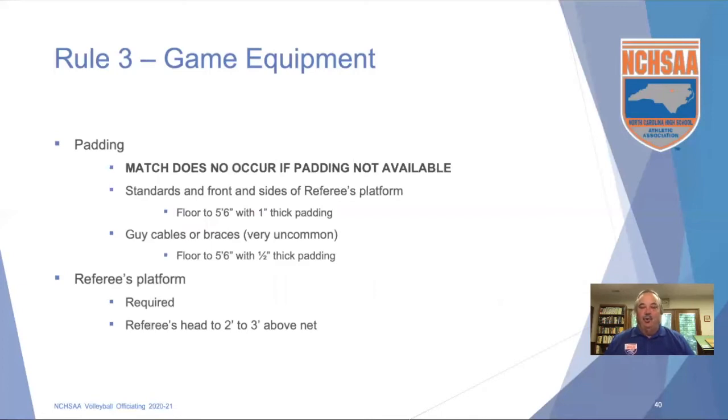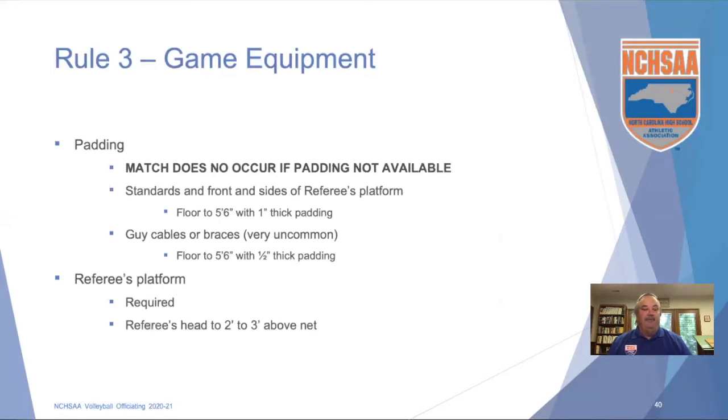Second thing we've got to make sure of is that we have the right padding for the standards and for the front and sides of the referee's platform. I went to a match last year. It was the first match of the year, get ready for the JV match. They don't have any of the padding out for the referee's platform. They did have the padding for the poles for the standards, but none for the referee's platform because they'd forgotten it. So make sure that you have it on the front and sides of the referee's platform as well as the standards. And if we were to have cables or braces, those have to be padded as well. I haven't seen those around.